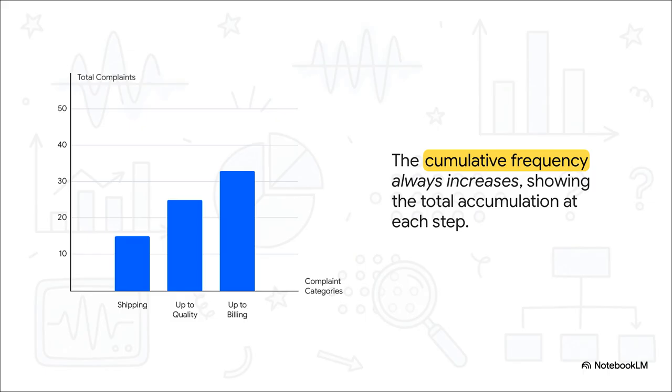And this chart just makes it pop. The blue bars are the individual counts, right? They jump up and down. But look at the orange bars. They only go in one direction, up. It's like a staircase, climbing step by step. Each step shows you the new, bigger total. This is an awesome way to see how things accumulate in a sequence.